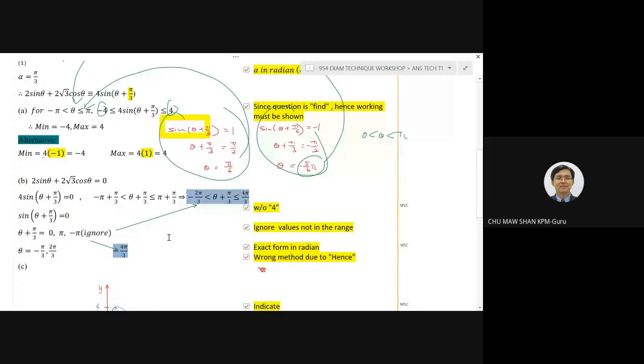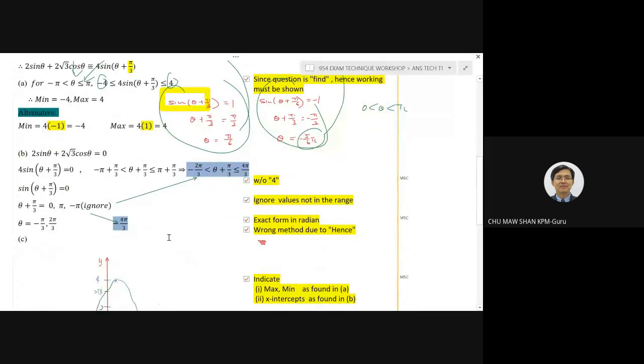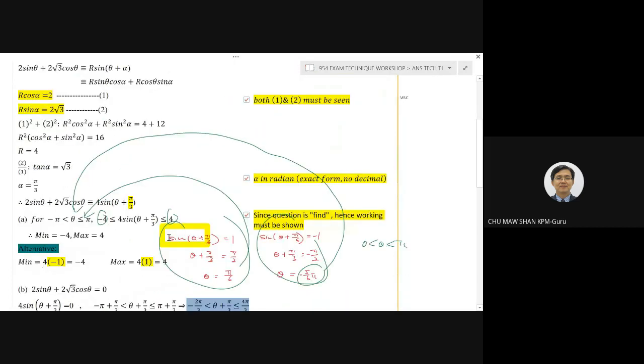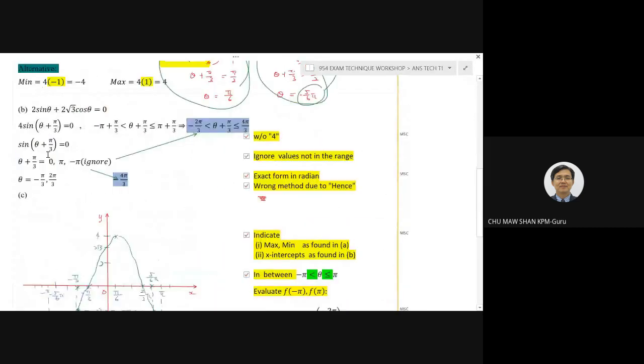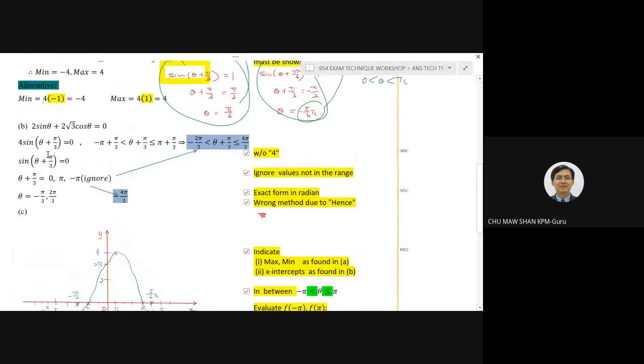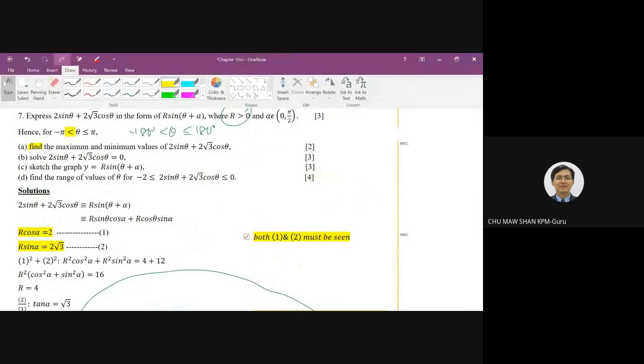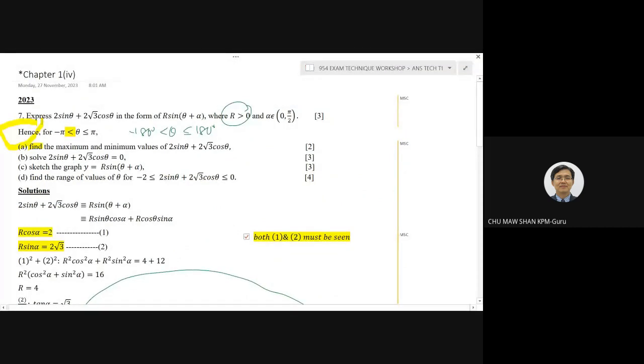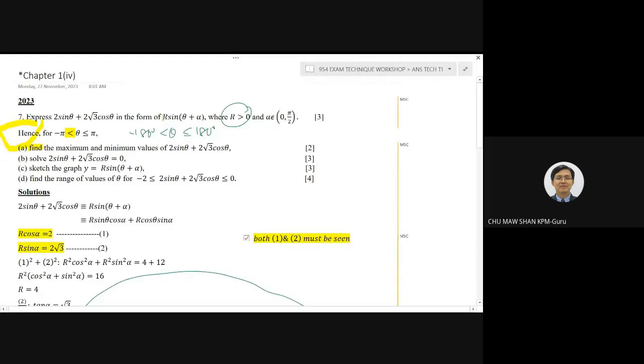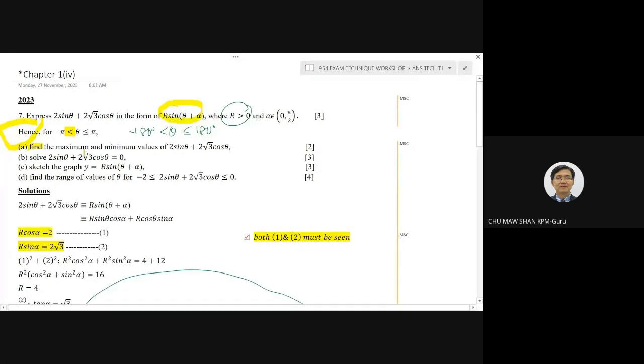Okay, we move on to B. 2 sine theta plus 2 sec 3 equal to 0. We go to the question first. It's asking for solving. Solving, and always remember, we must obey the instruction, where there is the word "hence". Where there is "hence", it means whatever you obtain, this one, will always be used to answer A, B, C, D. You must show that you use it. That is the hence.